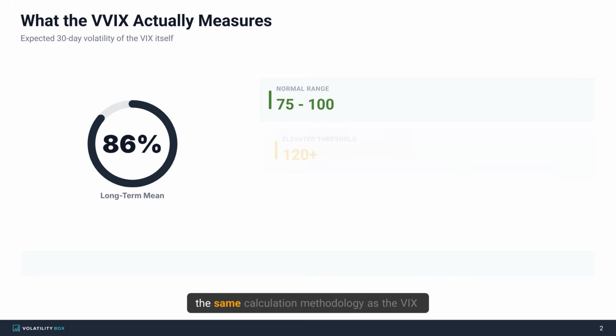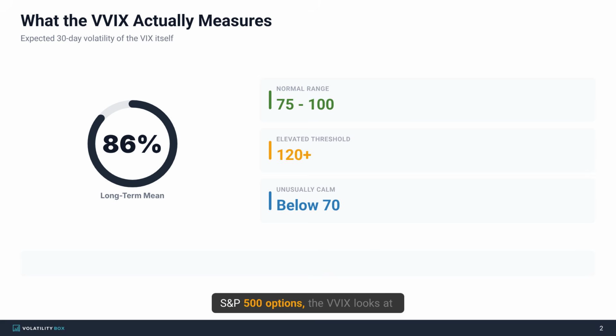It uses the same calculation methodology as the VIX itself, but where the VIX uses the S&P 500 options, the VVIX looks at VIX options instead. So you get a reading more on how the VIX is expected to move. Now the long-term mean is about 86, and the normal range for the VVIX is anywhere from 75 to 100. Anything above 120 is elevated. Anything below 70 is unusually calm.